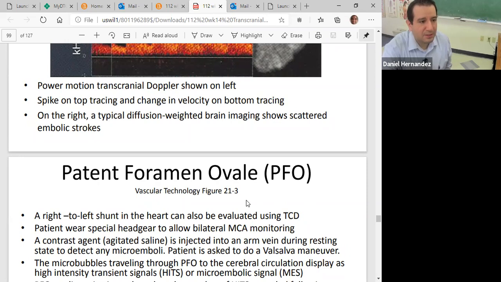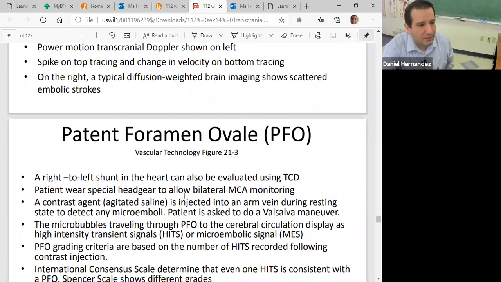So we can also use this in the detection of PFO. So we know in our cardiac that our PFO is a right to left shunt in the heart. And we can also evaluate it using transcranial Doppler. So the patients wear special headgear to allow bilateral MCA monitoring. So contrast agent is administered. That's going to be our agitated saline, our saline bubbles. It's injected into a vein in the arm during resting state to detect any microemboli.